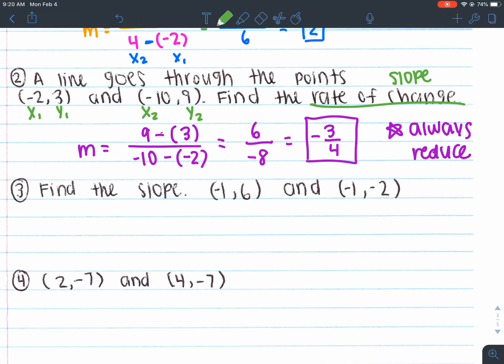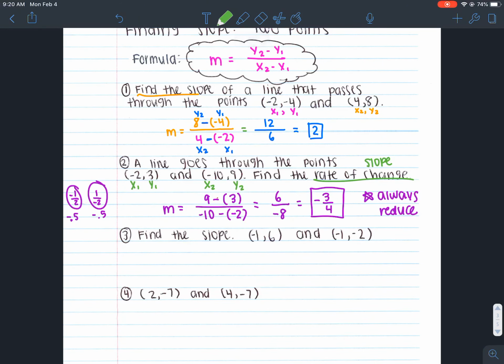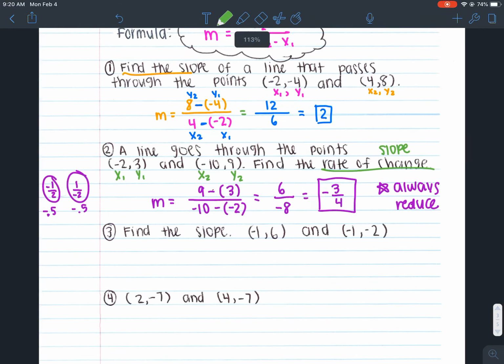All right, moving on. Find the slope. -1, 6, and -1, -2. So notice how all 4 of these problems are worded a little differently, and the reason why I wrote them that way is because you could see them a variety of different ways, and you should be able to understand what they're asking of you.